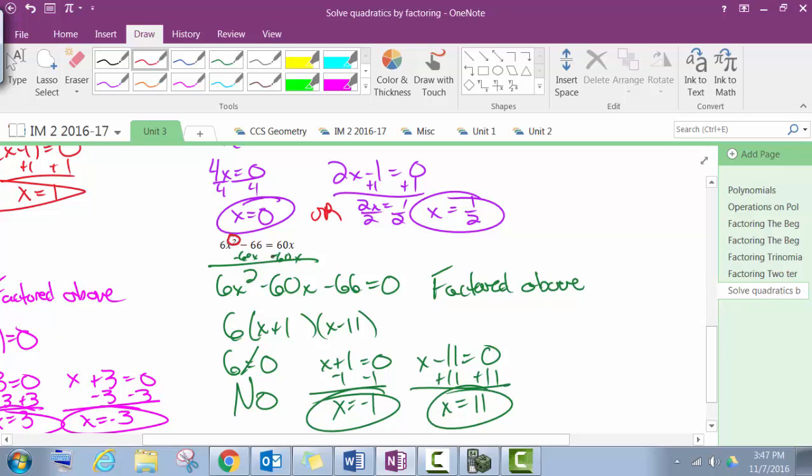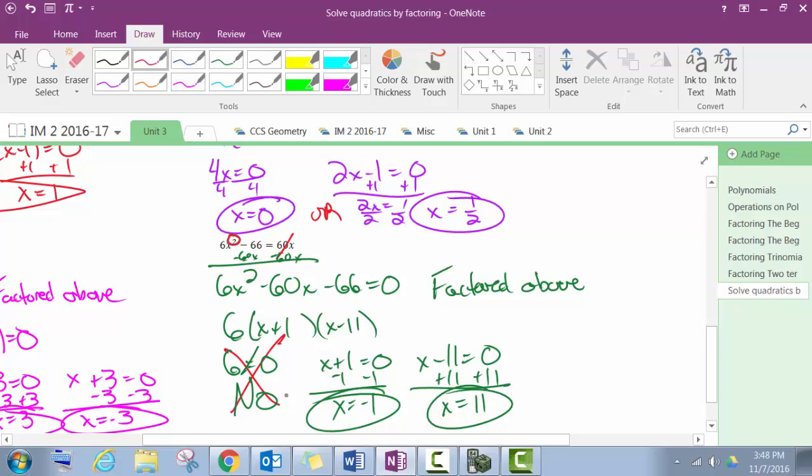So we subtract 60x from both sides to get this side equal to 0. Again, we factored above, so we have three parts. Well, we have three parts, but we only have two answers. Well, we said each one of those equal to 0. 6 equals 0. 6 can't equal 0. So that part doesn't make sense. So, of course, now we're only going to have two zeros.